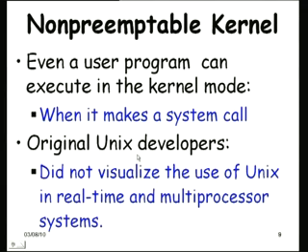The original Unix developers did not visualize that Unix would someday be used in real time multiprocessor systems and so on. They were addressing the problem at that time, where they were more concerned about developing a time shared operating system. That was the in thing those days, right, time shared operating system and later virtual memory. Those were the focus those days, and they did not think that someday somebody will try to use Unix in real time or in multiprocessor systems.